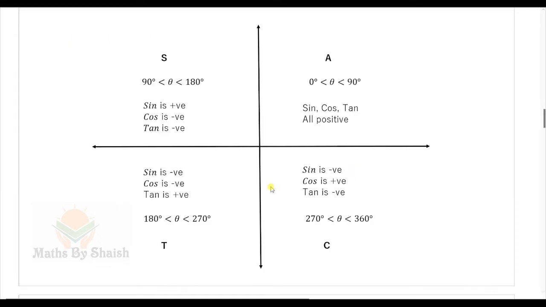Now from here we'll be deciding the signs of the trigonometric ratios. It is defined as ASTC. We can remember it as Add Sugar To Coffee.